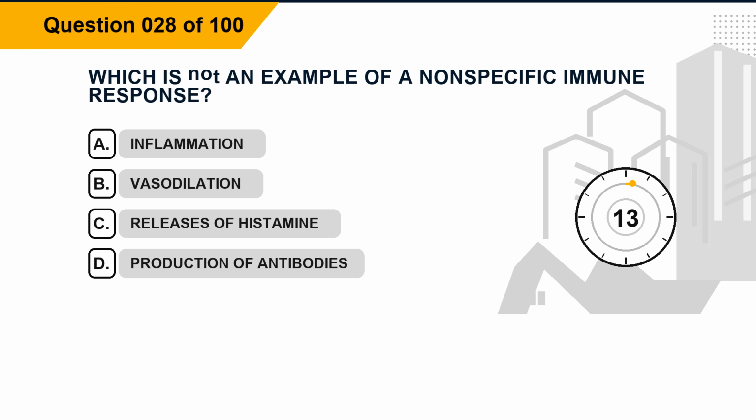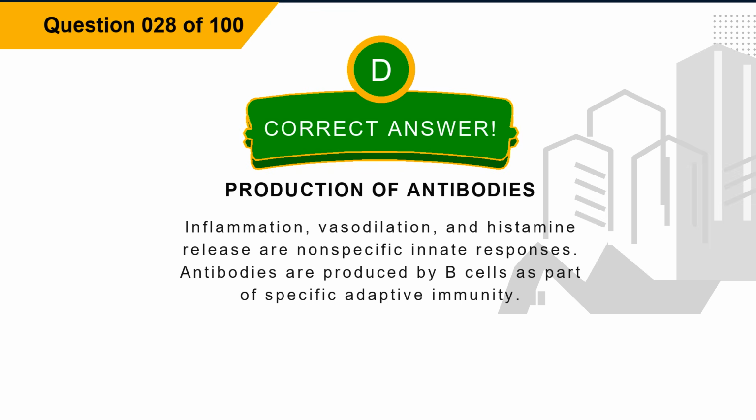Question 28. Which is not an example of a nonspecific immune response? Option A, inflammation. Option B, vasodilation. Option C, release of histamine. Option D, production of antibodies. The correct answer is option D, production of antibodies. Explanation. Inflammation, vasodilation, and histamine release are nonspecific innate responses. Antibodies are produced by B cells as part of specific adaptive immunity.